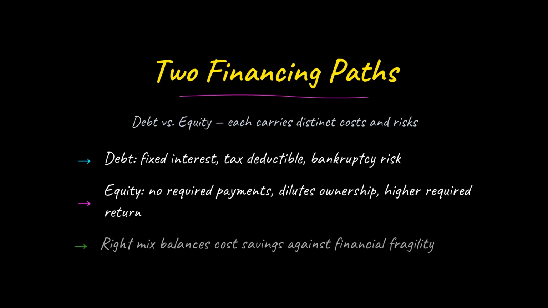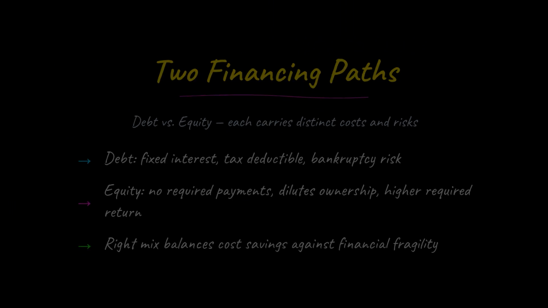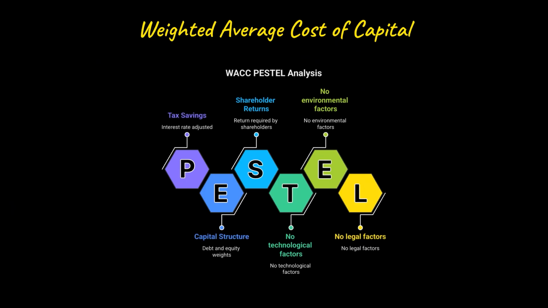Neither extreme is optimal. The right structure balances the cost advantages of debt against the danger of taking on too much. Mechanically, the weighted average cost of capital, or WACC, blends these two costs. The after-tax cost of debt is lower because interest is tax deductible. The cost of equity is higher because shareholders face more risk. Each is weighted by its share of total capital, and the sum is the firm's blended cost of money.